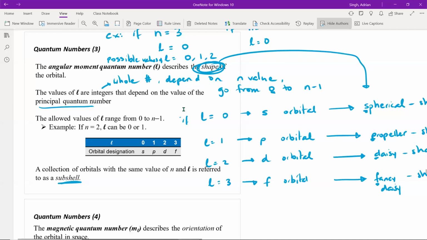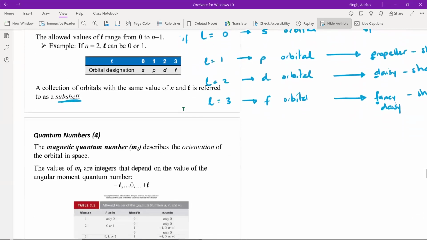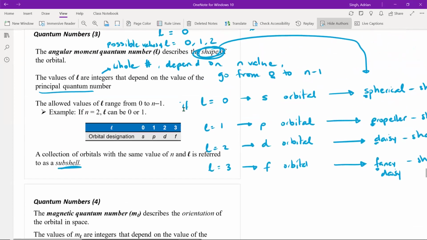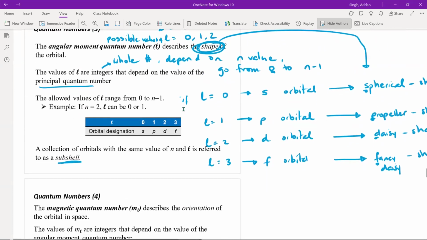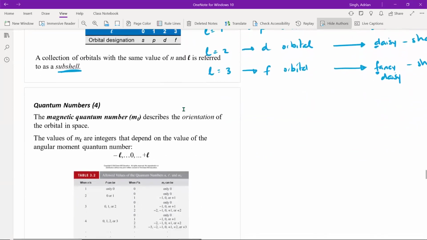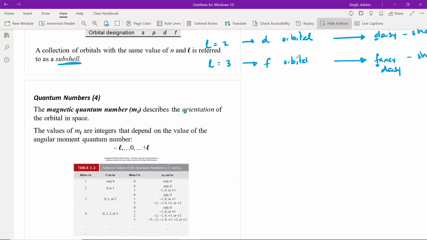All right, so we have n, the principal quantum number. We have l, which is the angular momentum quantum number that describes the shape. And then m sub l, the magnetic quantum number. So l is the angular momentum. m sub l is a magnetic quantum number. This describes the orientation of the orbital in space. So in which direction is it pointing, in other words?